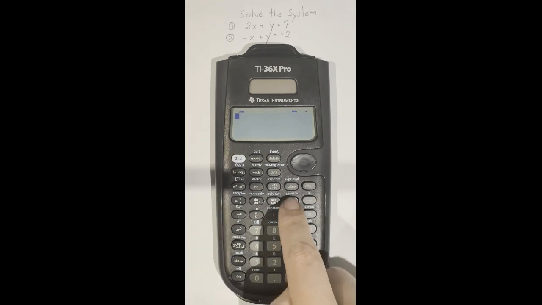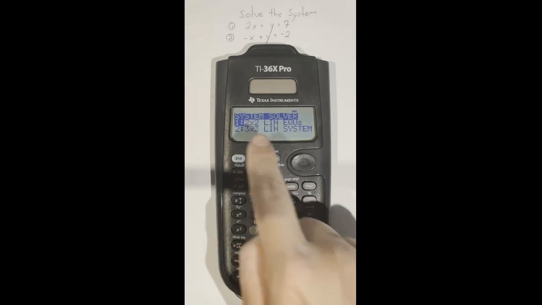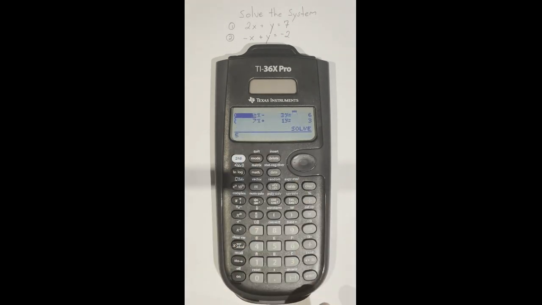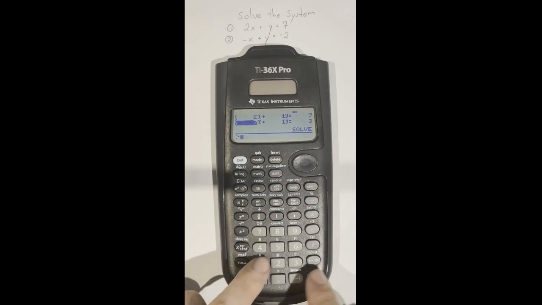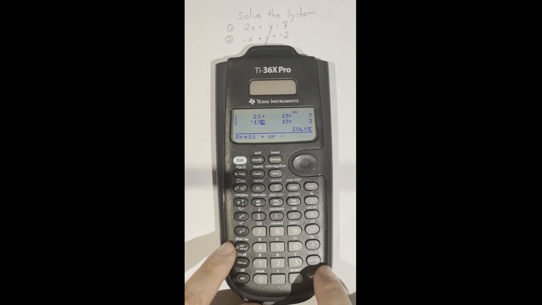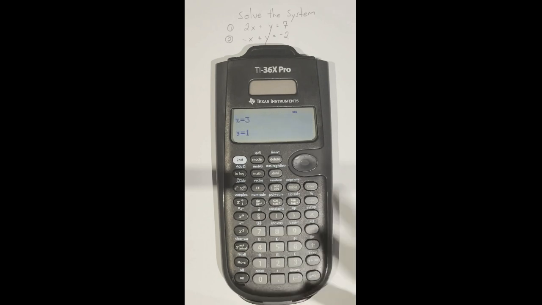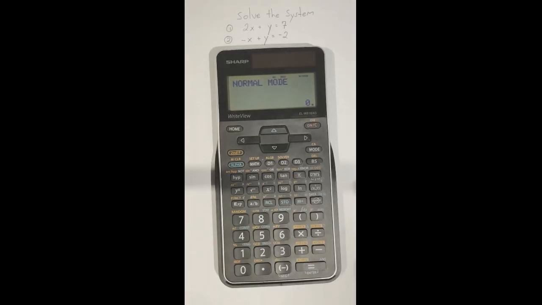Hit second and system solve. Let's do 2 equations for 2 unknowns. So we're going to have a 2x plus 1y equals 7. And then we have negative 1 plus 1y is equal to negative 2. When we solve, there we go. You can do this as well on the Sharp.